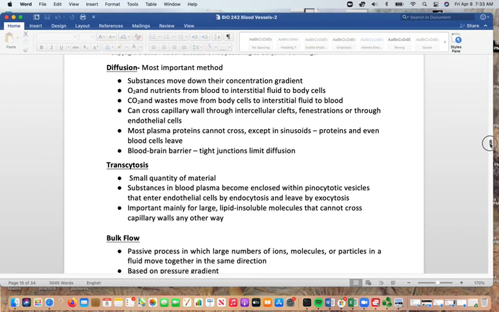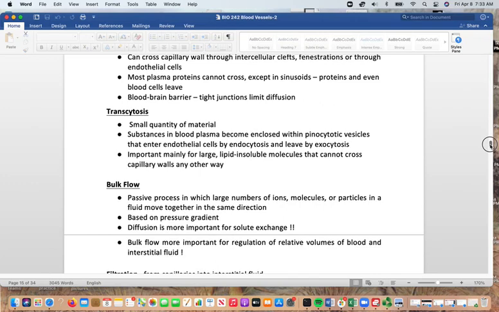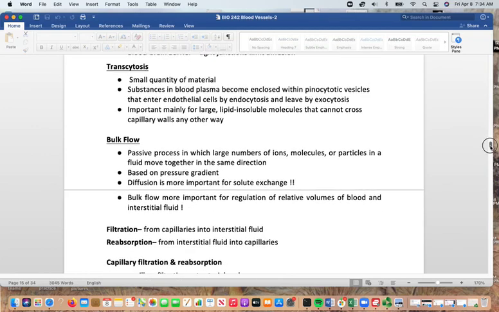So with transcytosis, you've got a small quantity of material. Here you've got substances in the blood's plasma that can be enclosed within those pinocytotic vesicles. They enter into the endothelial cells, and then they're going to leave by exocytosis on the other side. This is used for things that are large lipid-insoluble molecules that can't cross the capillary walls any other way. They're too big.